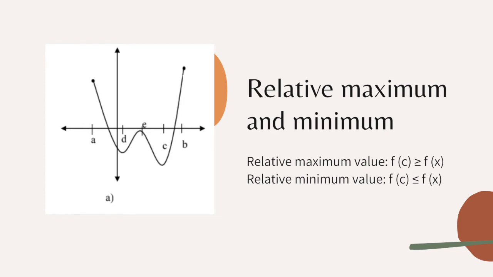Next, we have the relative maximum and minimum values, which also need to meet conditions. A function f has a relative maximum at c if f of c is greater than or equal to f of x for all x in some open interval containing c, and a function f has a relative minimum at c if f of c is less than f of x for all x in some open interval containing c. Note that unlike absolute optimal values, relative values may not be an absolute extremum on a particular interval, such as in our figure, where if we restrict to the open interval a to e, f of e is the relative maximum value of f, since f of e is greater than or equal to f of x for all values of x near e.